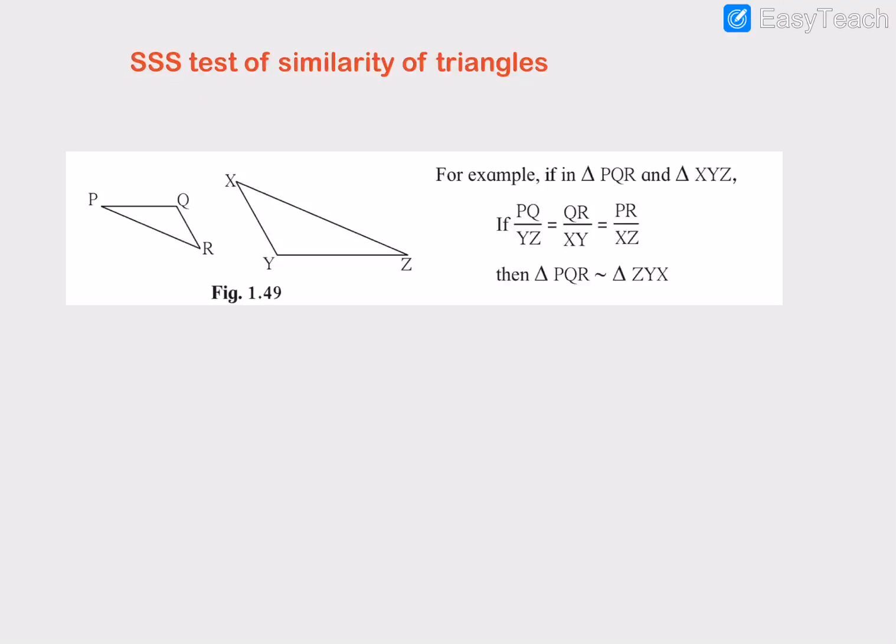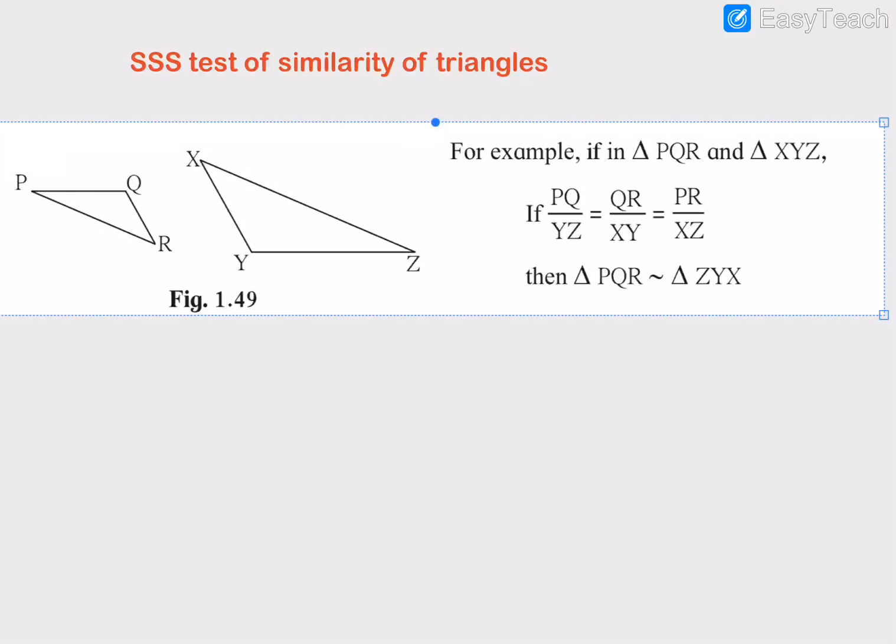So the next one is the SSS test, that is the side test for similarity. In the side test, if all the corresponding sides are in the same ratio with those of the other triangle, then we can say that the two triangles are similar. You can see here, according to the SSS test for similarity, for given corresponding vertices of two triangles, when the three sides of a triangle are in proportion to the corresponding three sides of another triangle, then the two triangles are similar. So you can see here the ratios are taken.